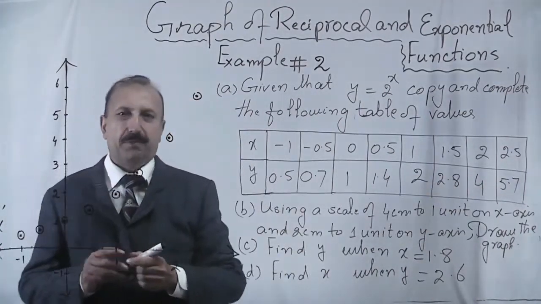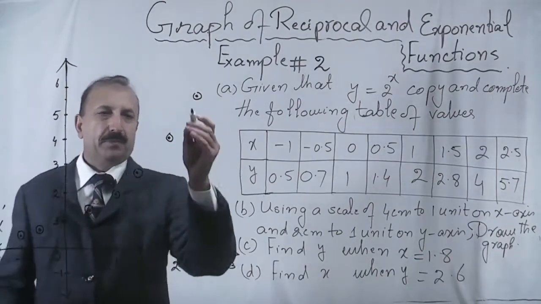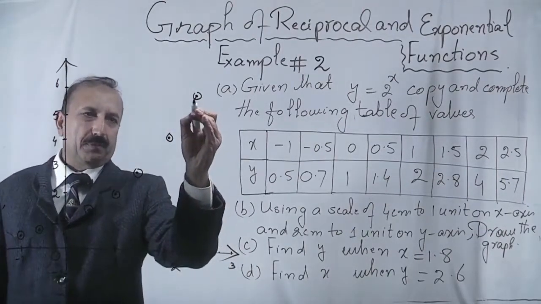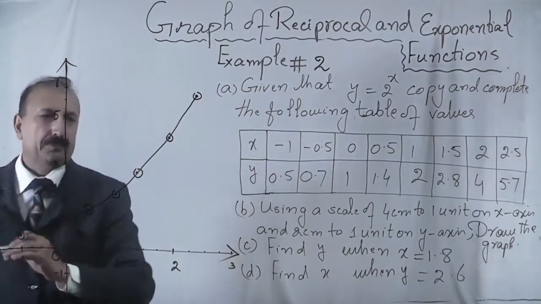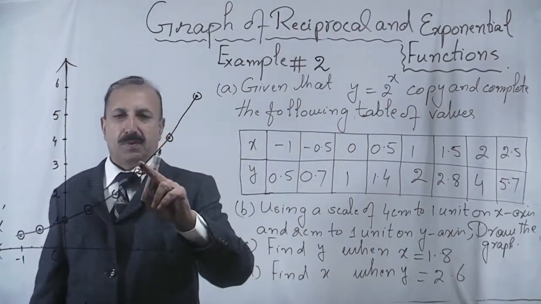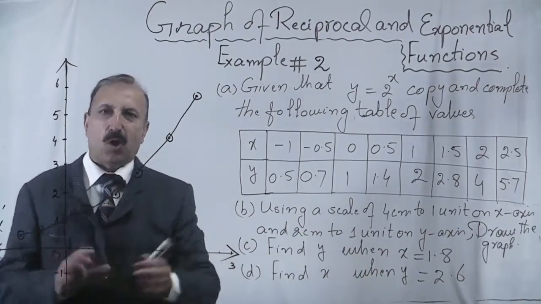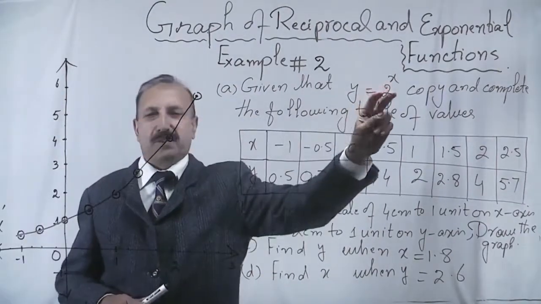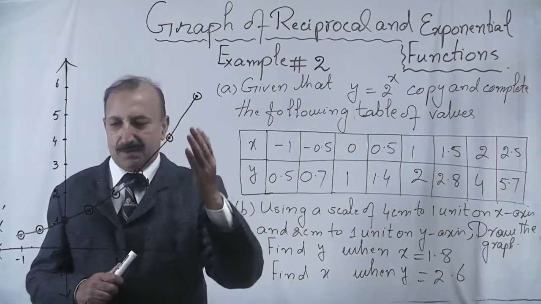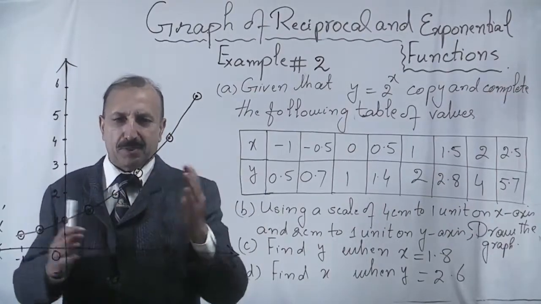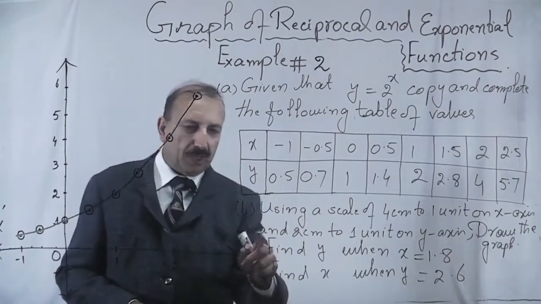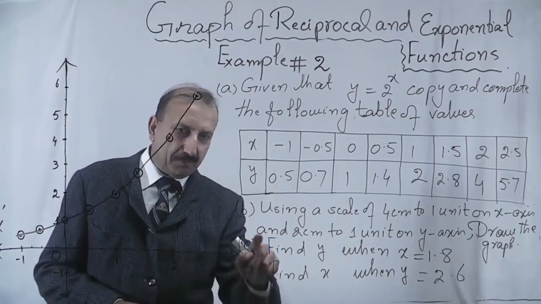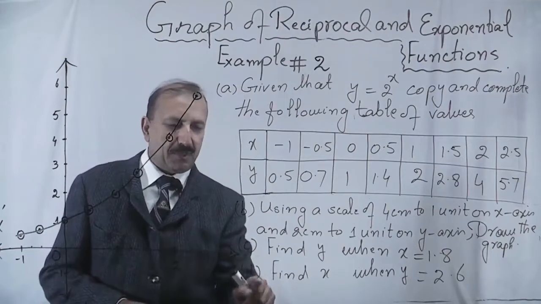Let's draw this graph. This is an exponential graph, my dear, and let's draw it here. This is the graph of this given curve. It is a shape that starts from the first quadrant towards the second one. And now we will answer the questions given below this table, part C and part D.